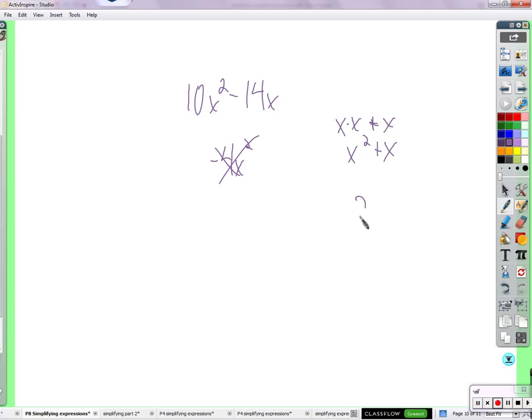And it's not two of anything. This is an x squared. This is an x. They're different things. It's not x cubed because we're not multiplying them together. This is it. That's as simplified as it can be.